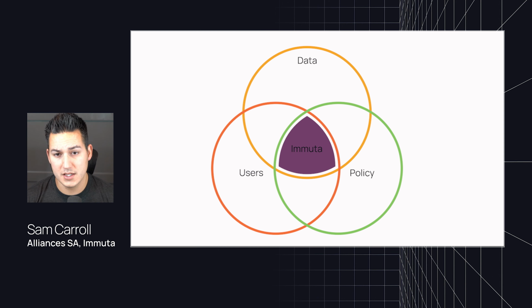So really three main things. Immuta brings together attributes of data, attributes of users, and attributes of policies to allow you to write less policies that scale across your organization.